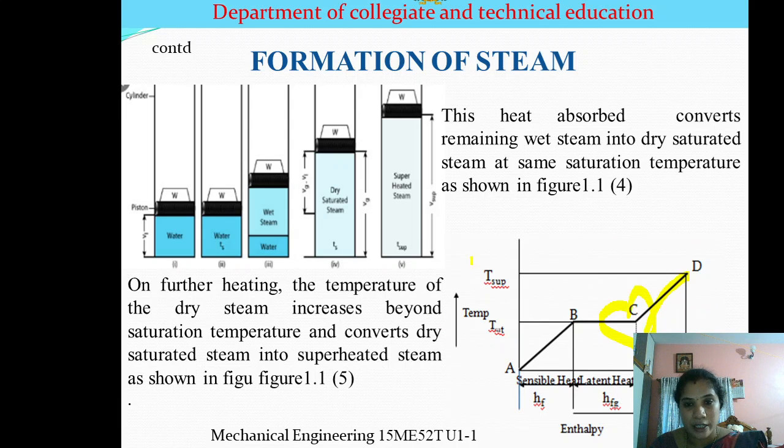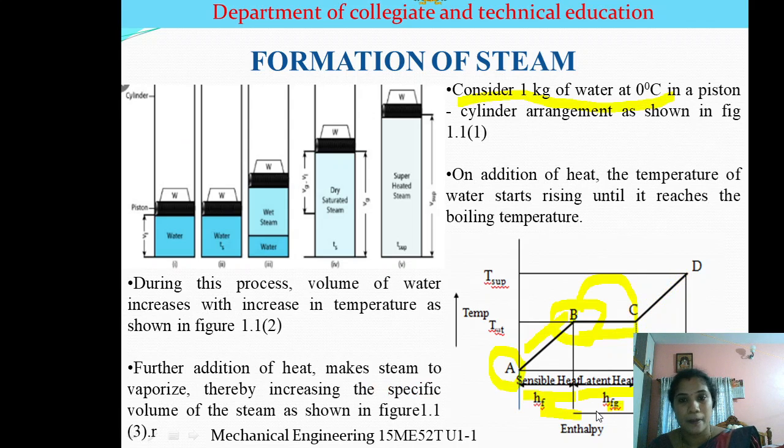This is the process that is involved in the TH diagram. So let us recall what we have studied, which are the various processes involved in the formation of steam. First, we had taken water. We had taken 1 kg of water at 0 degrees Celsius. That is the first point. This is represented by point A in the TH diagram.